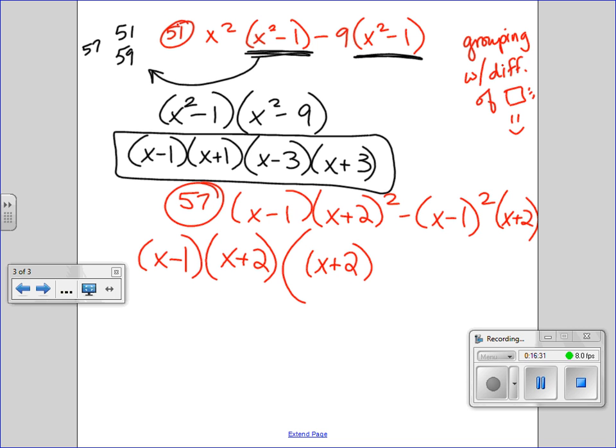Okay. Minus. Do I need another quantity of x minus 1? Yep. Do I need another x plus 2? No. Is everybody with me? All right, here we go. Keep bringing down those factors. X minus 1 times x plus 2. What do I have to do inside this stuff right here?